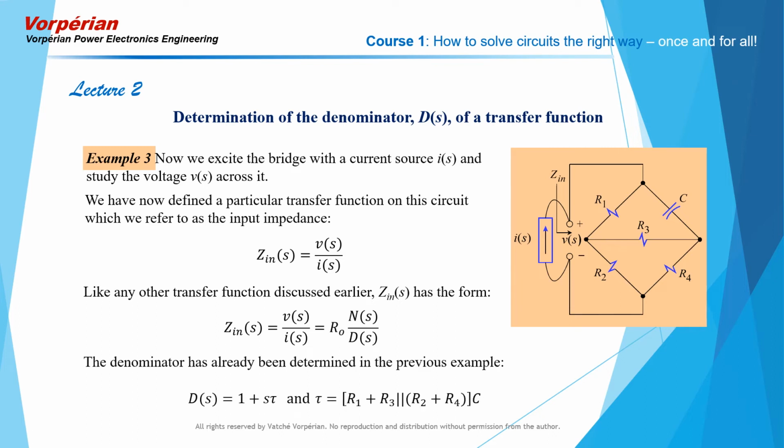So for this impedance function, we know what D(s) is. It is 1 plus s tau, where tau is the time constant determined earlier. And the reason is that the excitation function of this impedance function or transfer function is a current source connected at this point here, which when we set equal to 0 becomes an open circuit, and we get the structure that we talked about earlier, whose time constant is R1 plus R3 in parallel with R2 plus R4 times C.